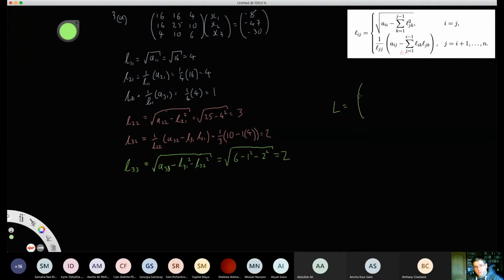Okay, so our L matrix is going to be 4, 4, 1. So that's the first column. 0, 3, 2, the second column, and 0, 0, 2. Okay, so if I multiplied that by the transpose of itself, I would get the original matrix up there. So we're solving that system. So step 1, let's have a different colour. Step 1 is solve for L y equals b. So 4, 0, 0, 4, 3, 0, 1, 2, 2.